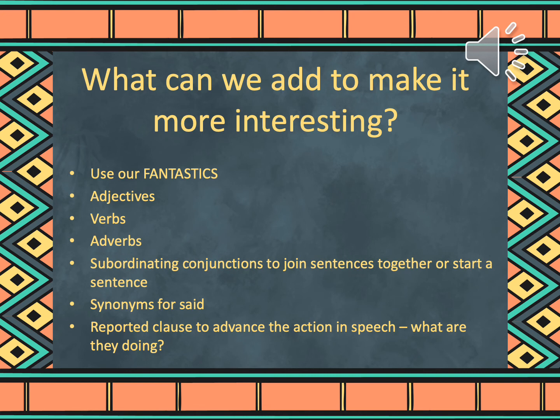Think about the verbs and adverbs that you've used. Conjunctions, okay, so we've put subordinating conjunctions on here because we were focusing on sentence starters, but also we need to see those coordinating ones as well, our fanboys. Using different synonyms for said, so we've been focusing recently on our speech, so think what other words are you going to use rather than they said. And then your reported clause, using it to advance the action in their speech. So what are those people doing at the time of speaking? Okay, and that will just help to make your writing more interesting.